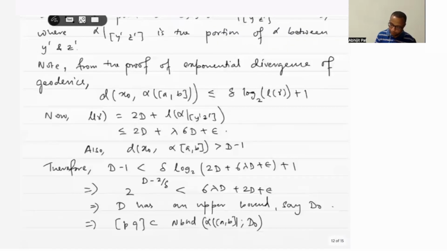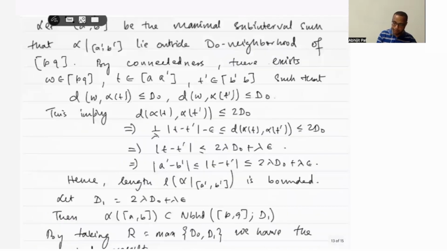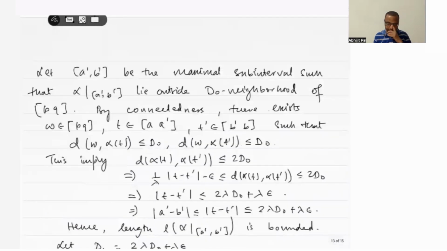So what we have proved is that this geodesic joining P and Q will lie in the d naught neighborhood of this alpha. Now the other part is easy. You do not require hyperbolicity in the other part.